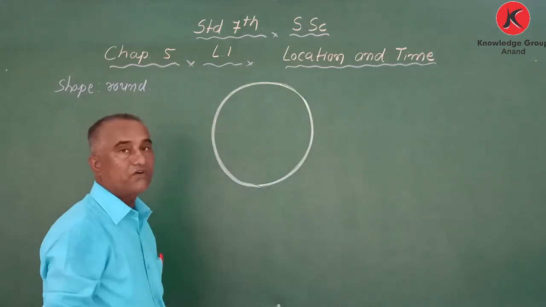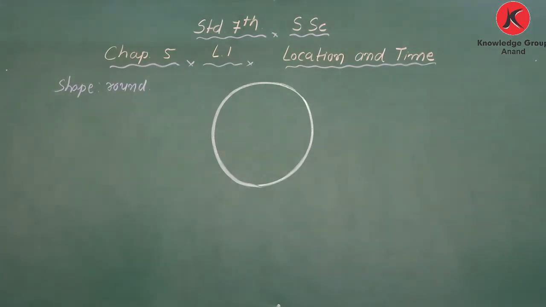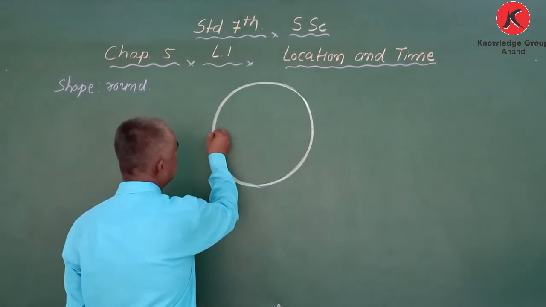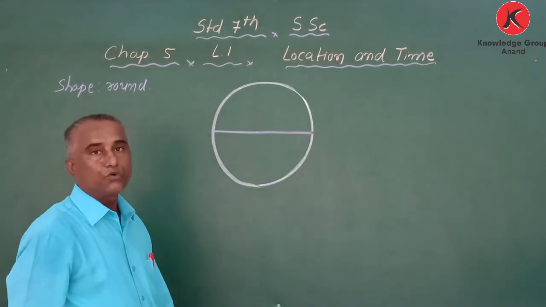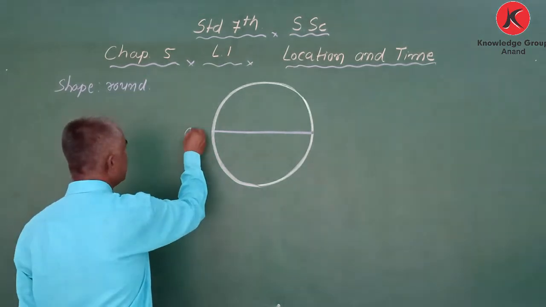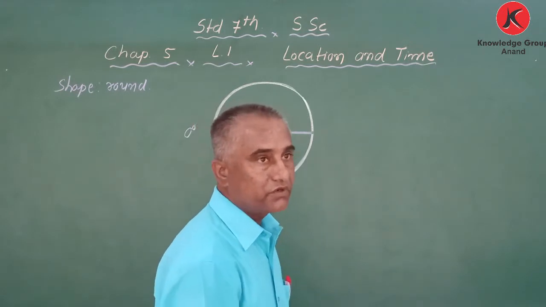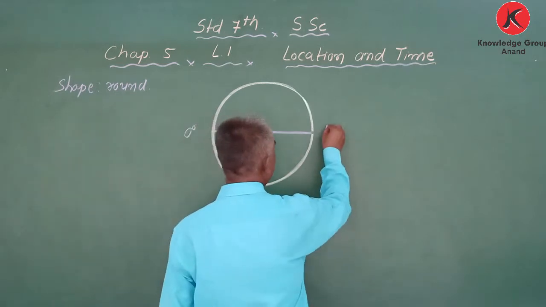My dear student, this is the round shape. It is the symbol of earth. Here I am drawing a line in the center of the earth. Do you know what it is called? It is called 0 degree latitude, and the name of the 0 degree latitude is equator.